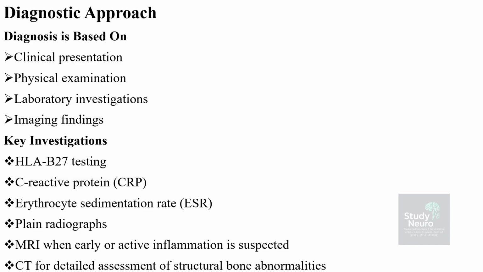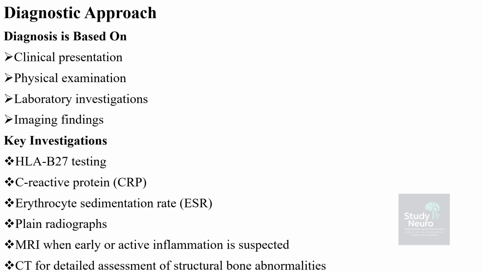The diagnosis of ankylosing spondylitis relies on bringing several pieces of information together. The process begins with the clinical history and physical examination, then uses laboratory tests and imaging to support the diagnosis and assess the extent of disease. HLA-B27 testing can help identify genetic susceptibility, while C-reactive protein and erythrocyte sedimentation rate provide information about systemic inflammation. These tests are supportive, not diagnostic on their own.